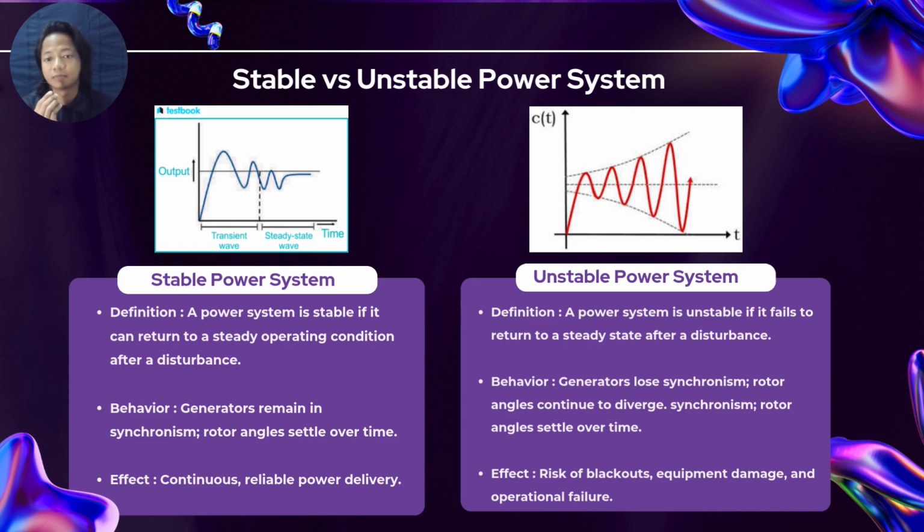For the unstable power system, the definition is that a power system is unstable if it fails to return to a steady state after a disturbance. The behavior of an unstable power system is that generators lose synchronization and the rotor angles continue to diverge. The effects of an unstable power system are risk of blackouts, equipment damage, and operational failure. That's all for this slide. Thank you.